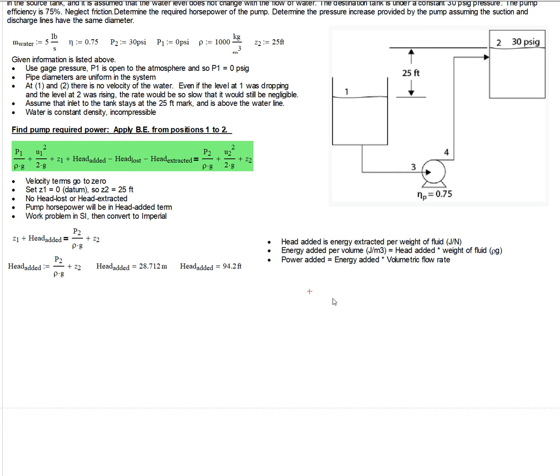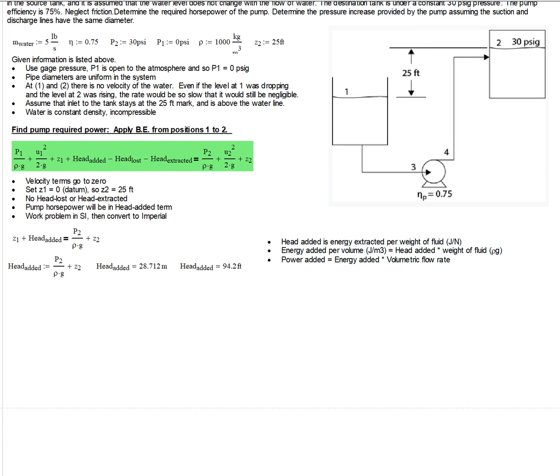If we want the total energy added per volume, what we would do is take the head and multiply it by the weight of the fluid. And so the weight of the fluid, not the mass of the fluid, but the weight of the fluid is rho g, the density times the gravitational constant. So now we have the energy added per volume of the fluid. And so to get the total power added, we take the energy added and multiply it by the volumetric flow rate, so meters cubed per second. And that will give us the power in kilowatts or in horsepower.